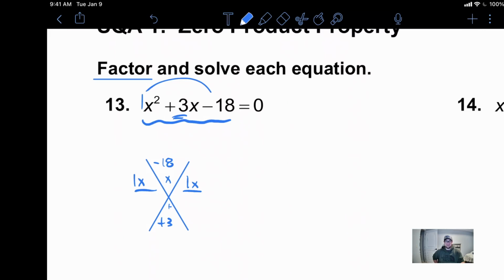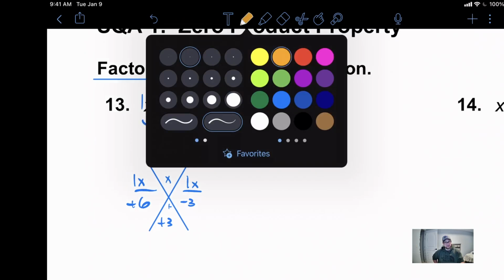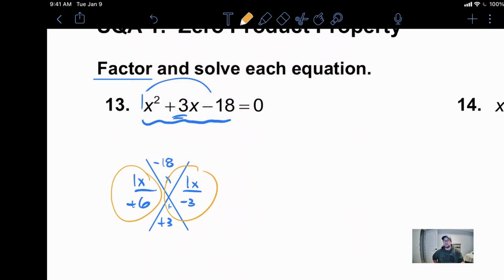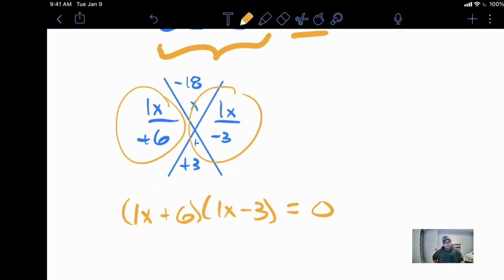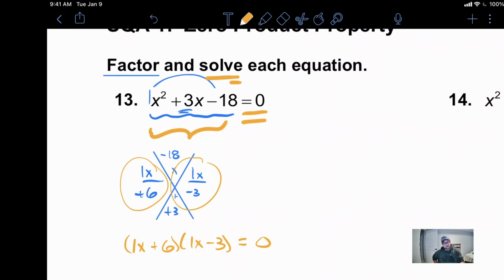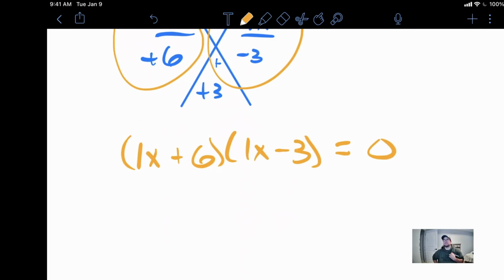Hopefully you've gotten a lot of practice in at this point and can look at that and say that this must be a positive 6 and a negative 3. Once you get that far, we always check to see if we can reduce the sides, which we can't. So we'll get 1x plus 6 and 1x minus 3. And that's still going to be equal to 0 because the original was equal to 0. All we did was rewrite that first part. Now at this point, our job is to solve, ladies and gentlemen. That means find the x's that make this true.